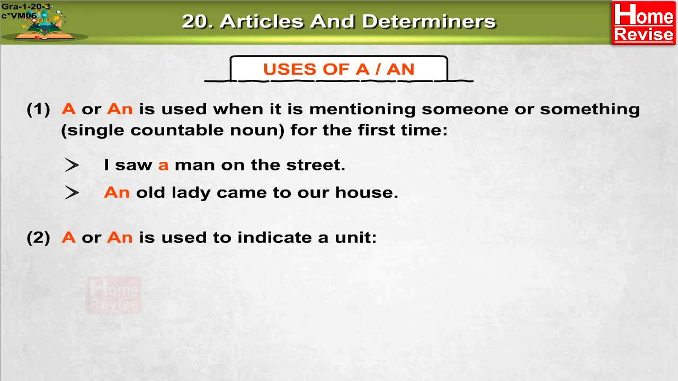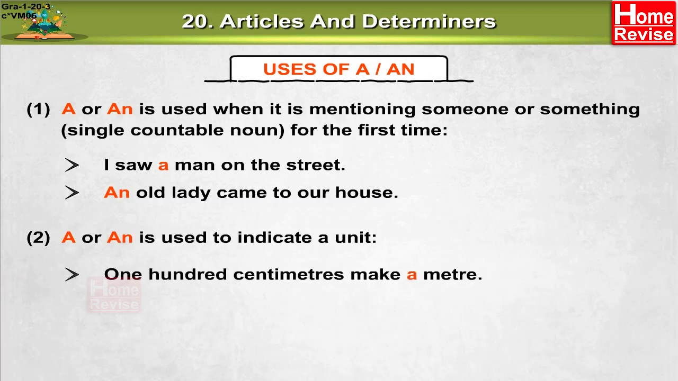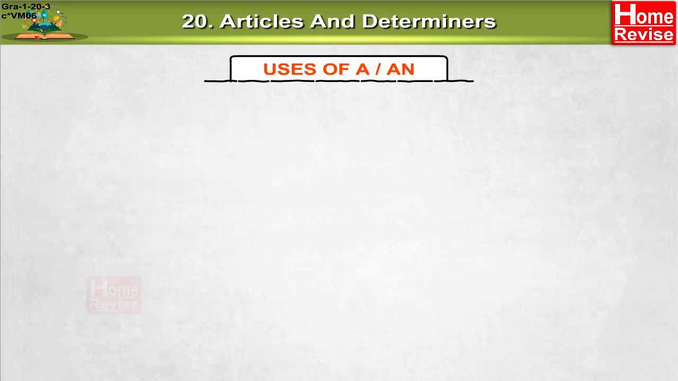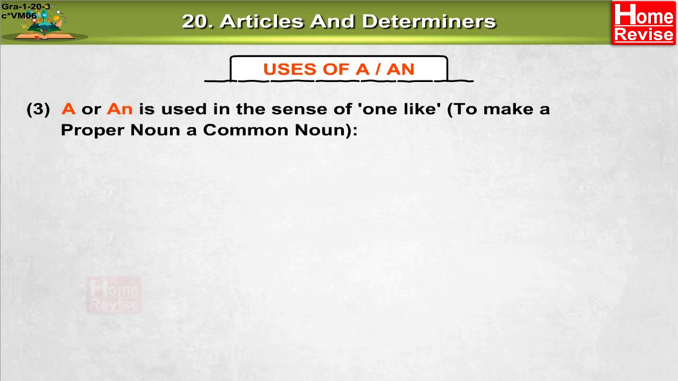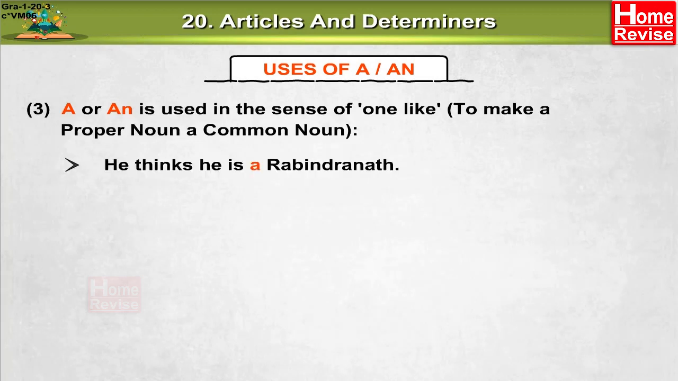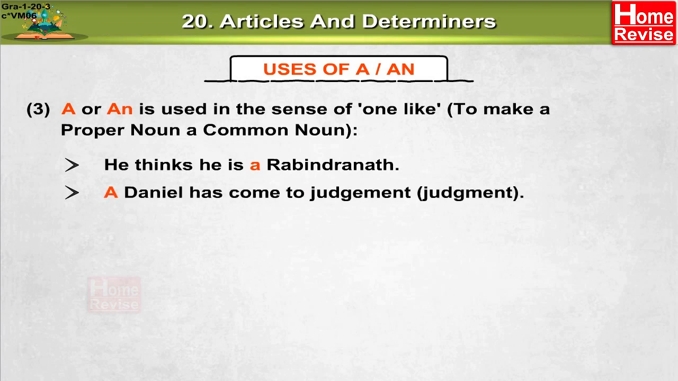Second, a or an is used to indicate a unit. A hundred centimeters makes a meter. An ounce is enough. Third, a or an is used in the sense of one, like to make a proper noun a common noun. He thinks he is a Rabindranath. A Daniel has come to judgment. He seems to be an Indian.